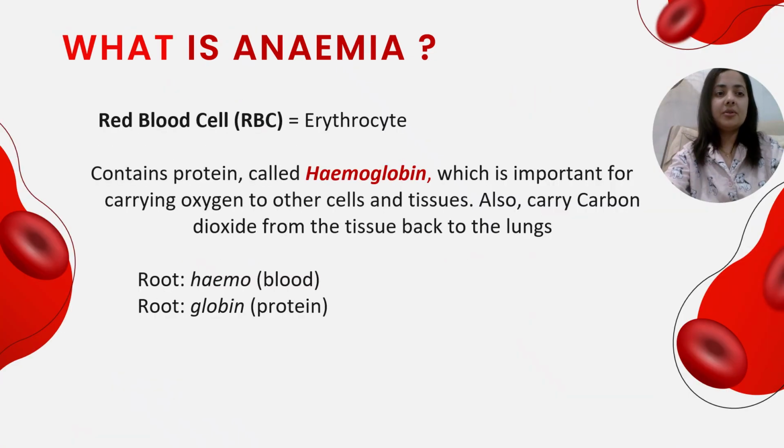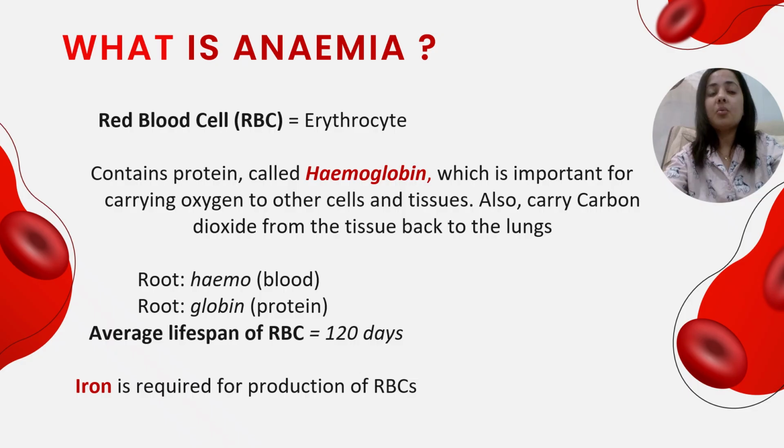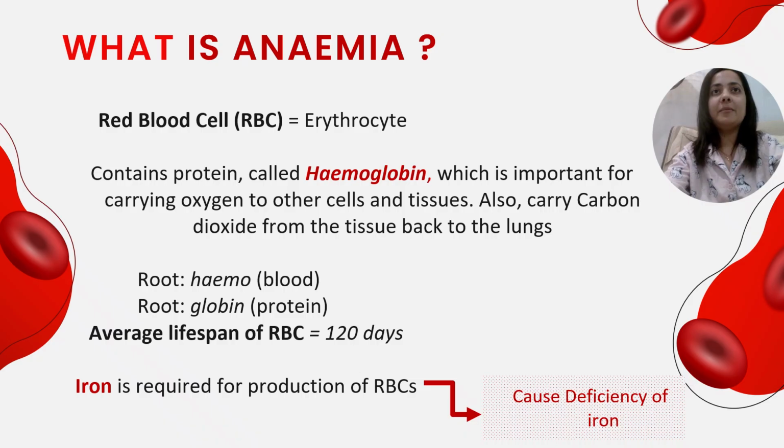Red blood cells are also known as erythrocytes. What's important about these red blood cells is that they contain a protein called hemoglobin, which is important for carrying oxygen to the other cells and tissues. They can also carry carbon dioxide from the tissue back to the lungs. It has an average lifespan of 120 days, and iron is required for producing the red blood cells. So if there is not enough iron, we are going to get an iron deficiency anemia.